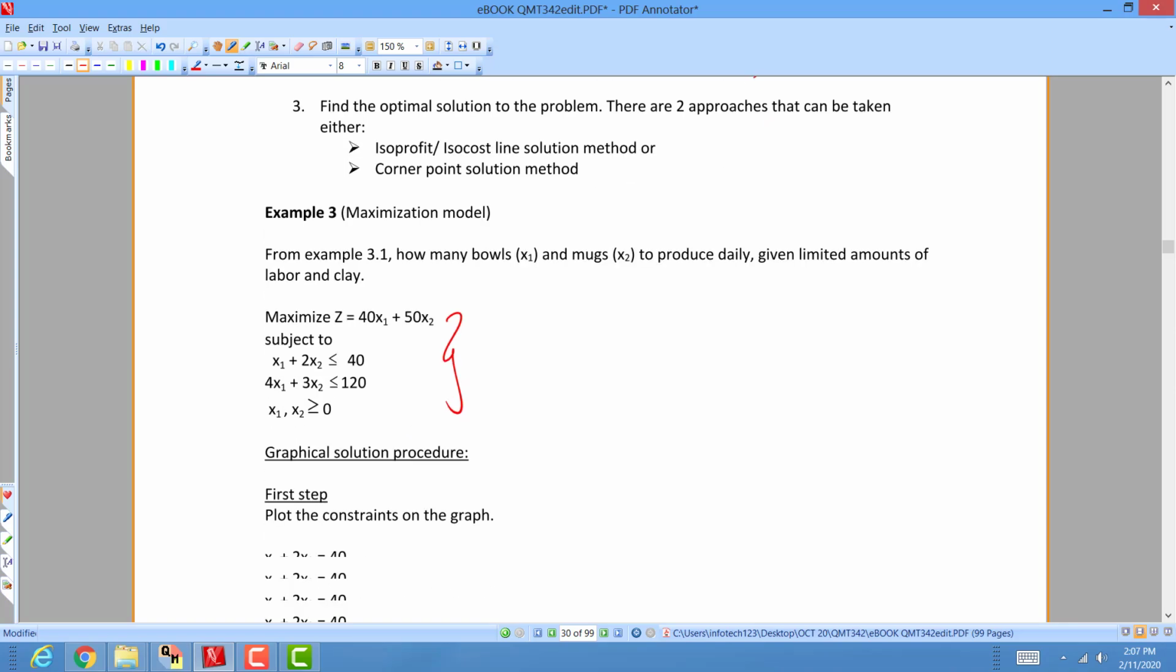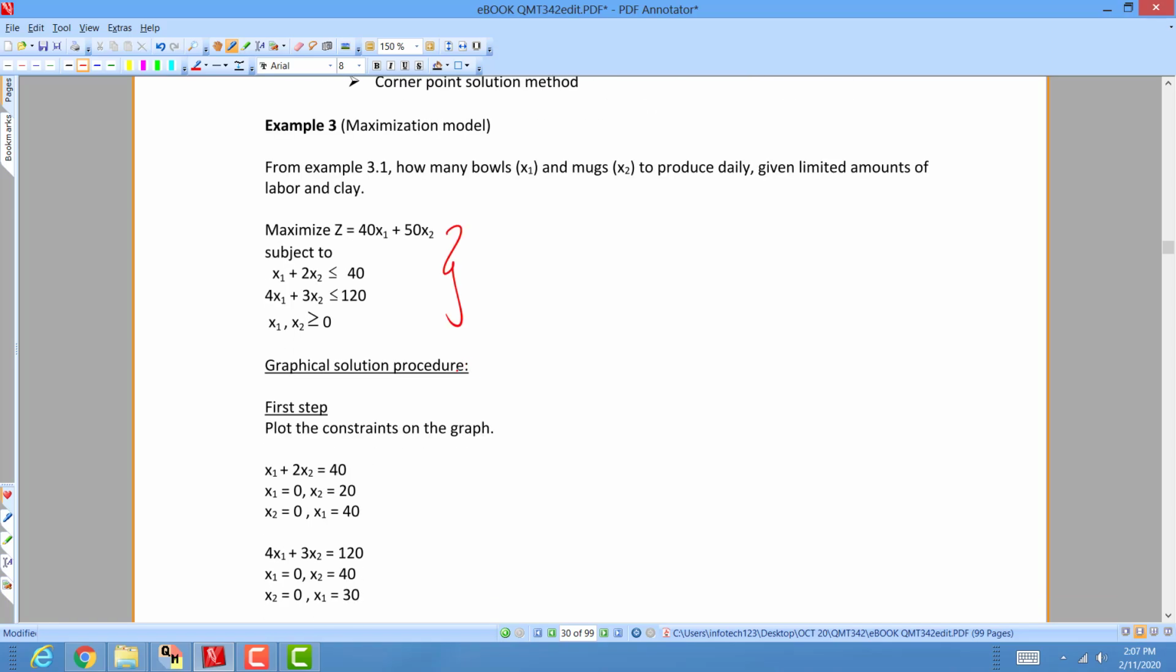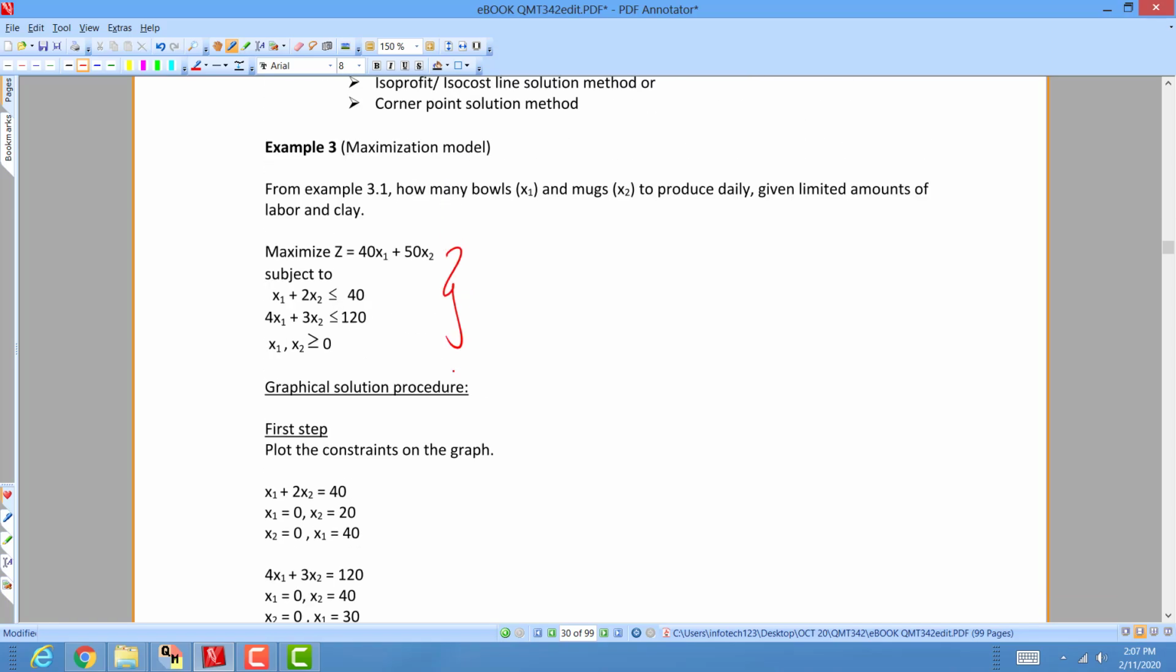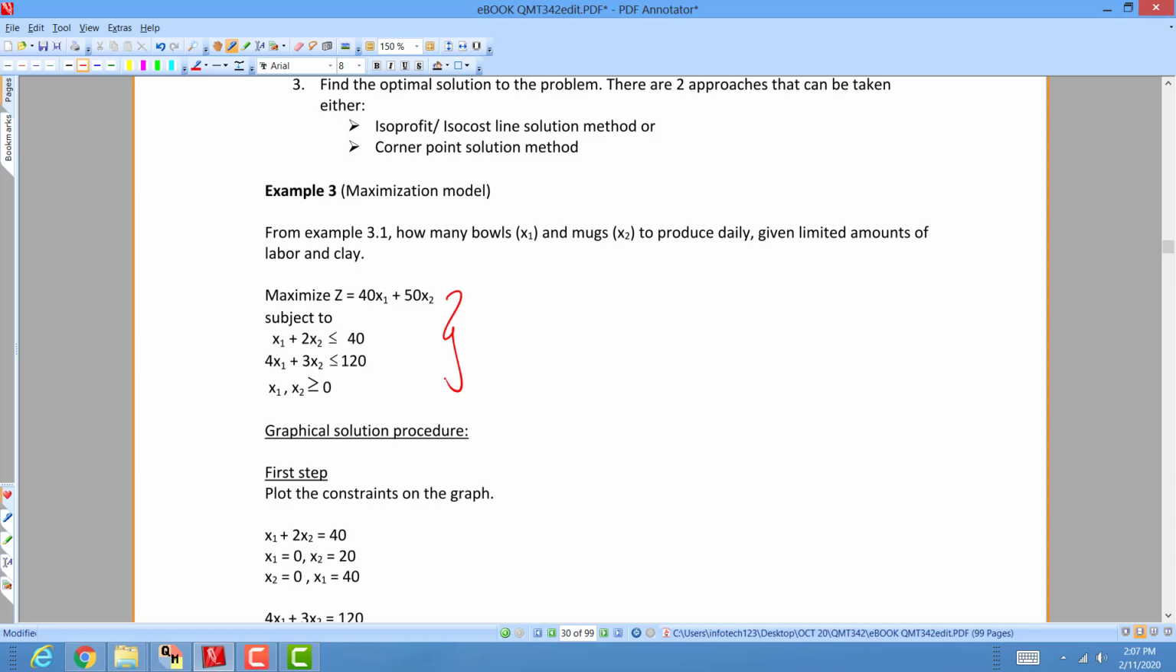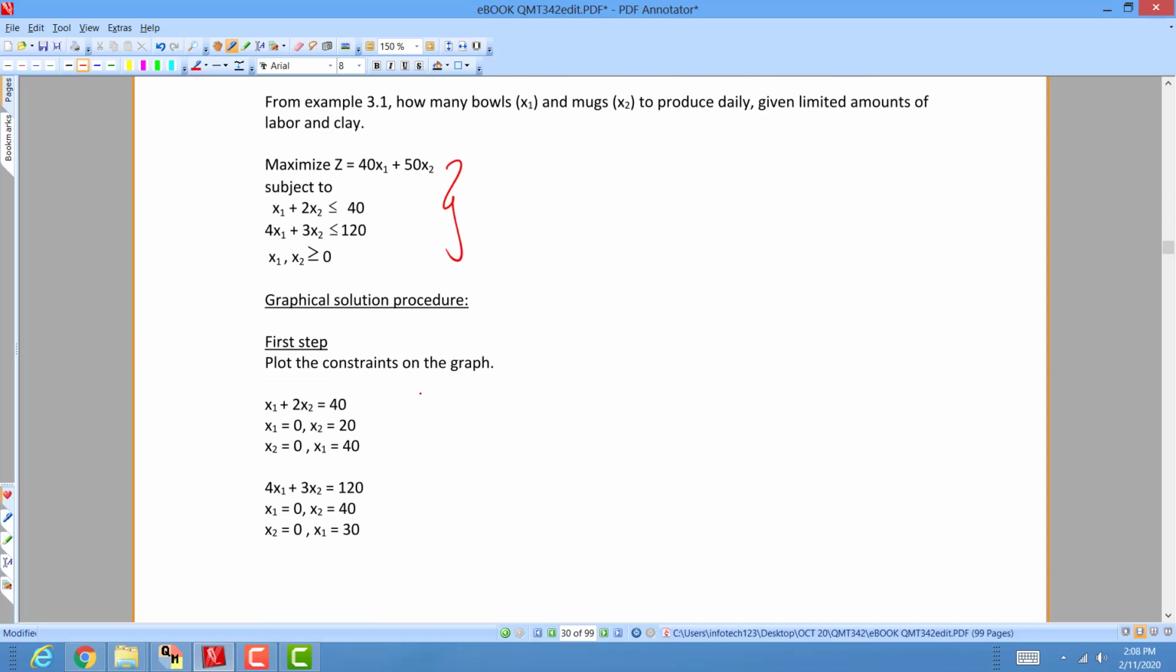Okay, so in the graphical solution, first we need to convert all the inequalities into equations. So first constraint, x1 plus 2x2 less than or equal to 40. Change the inequality into equality, like this.